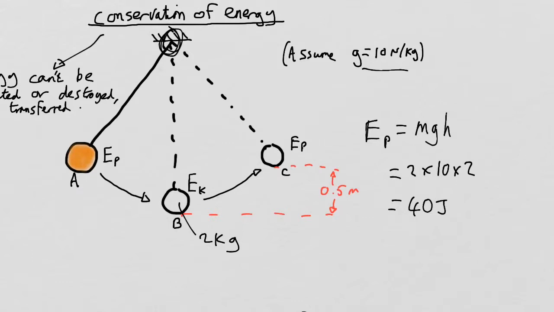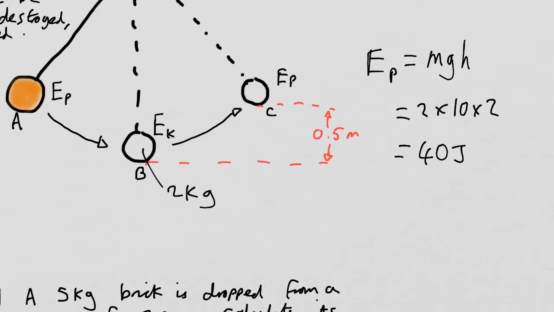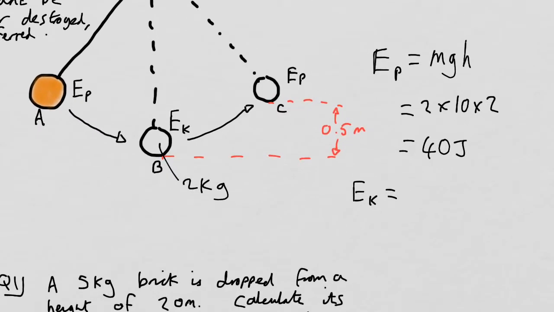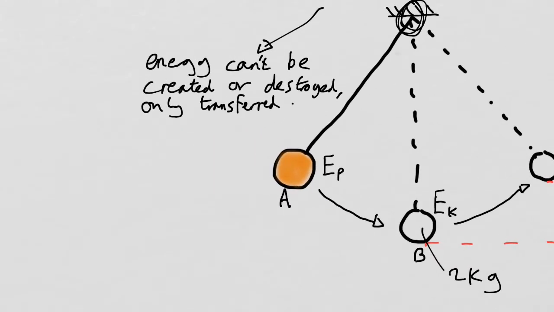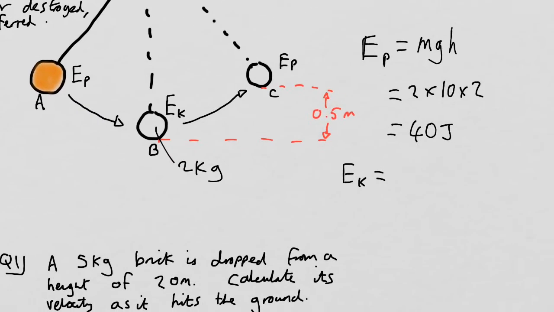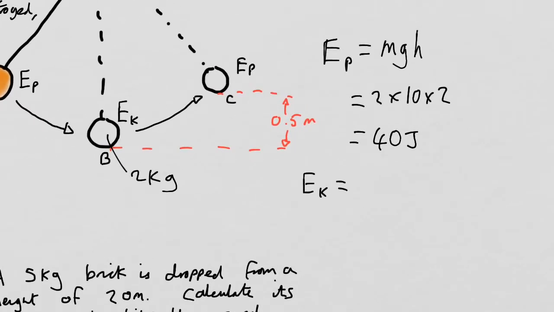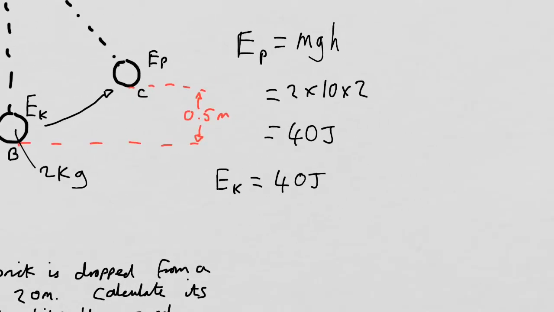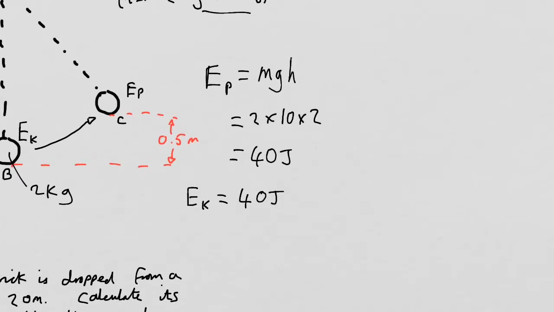Okay, now if we assume an absolutely perfect system, we can now at this point work out the kinetic energy at B. In a perfect system, the kinetic energy at B is going to be the same as the potential energy at A, because remember, energy can't be created or destroyed, only transferred, and assuming 100% efficiency, it's all going to be transferred into kinetic energy. So this is also going to be 40 joules. We could actually work out the speed as well. We could work out the speed that it's moving through that point using the kinetic energy equation.